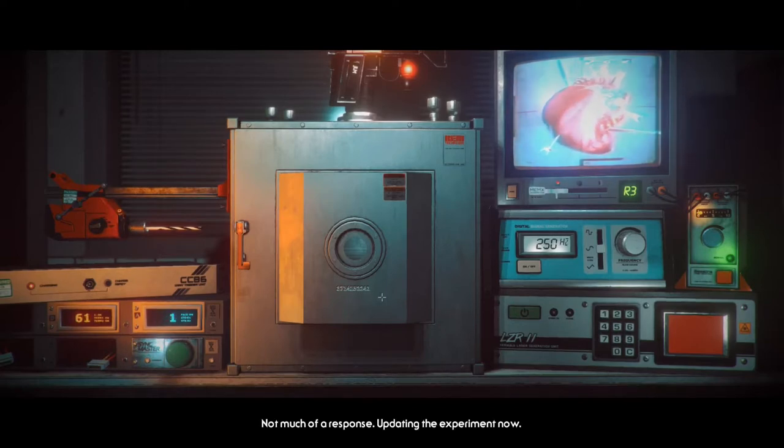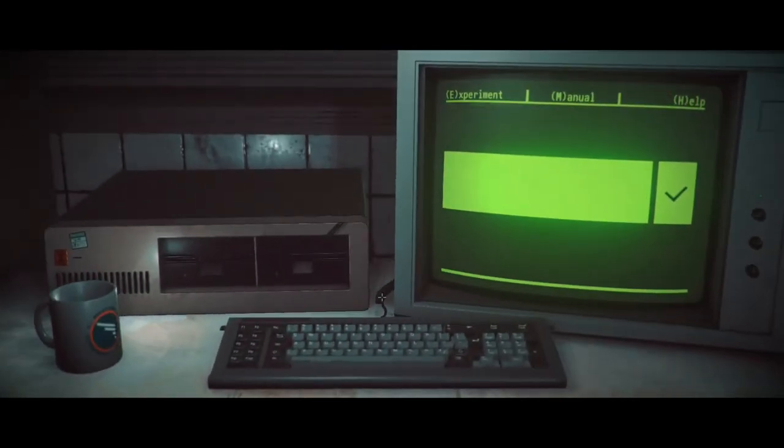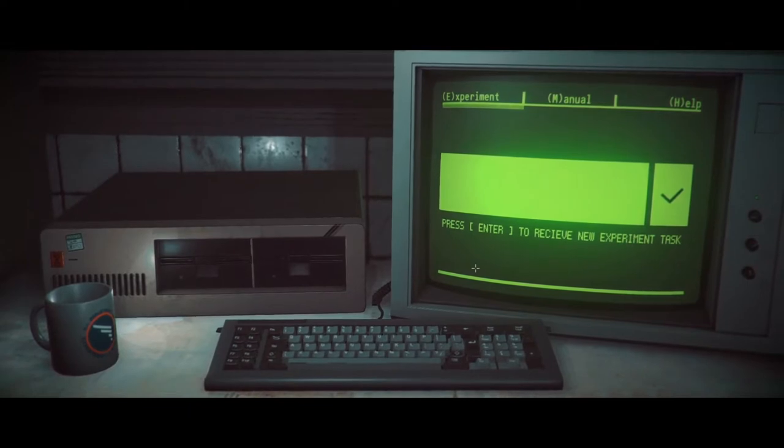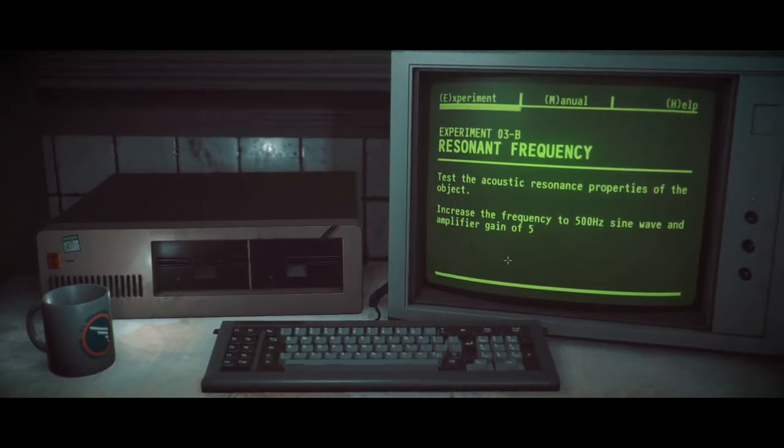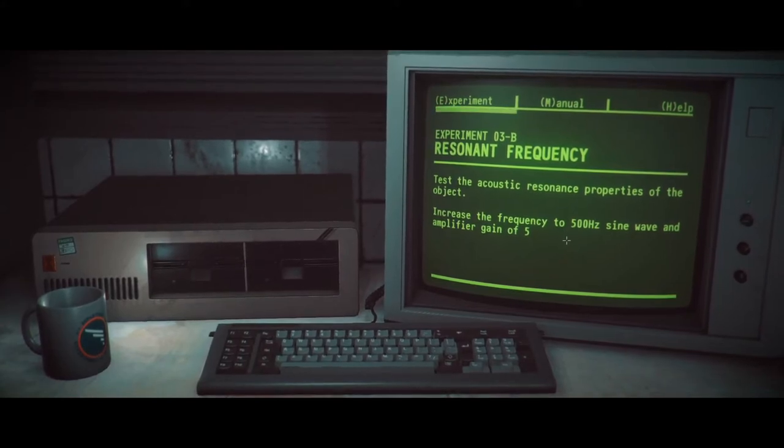Not much of a response. Updating the experiment now. Okay. Press enter to receive. Press enter. 500 hertz sine wave and amplifier gain of 5.